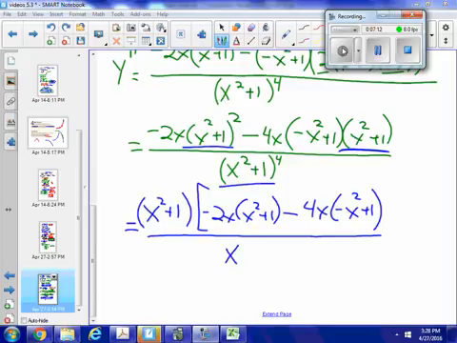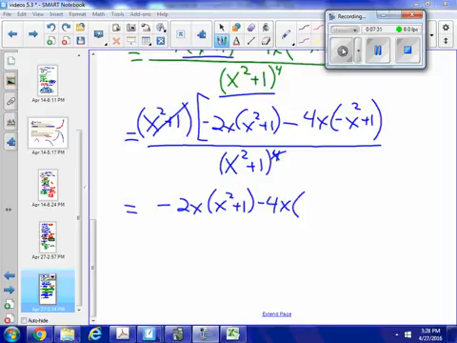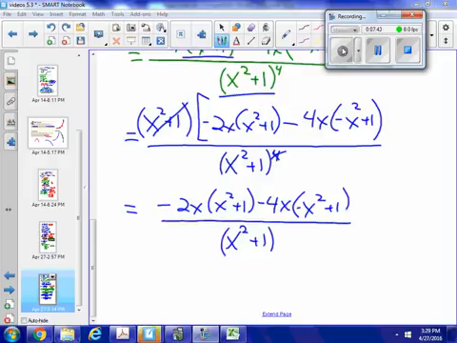All divided by (x squared plus 1) to the fourth. So what I'm left with, that's going to go, and that's going to reduce to 3, is negative 2x times (x squared plus 1) minus 4x times (negative x squared plus 1), divided by (x squared plus 1) to the third power.